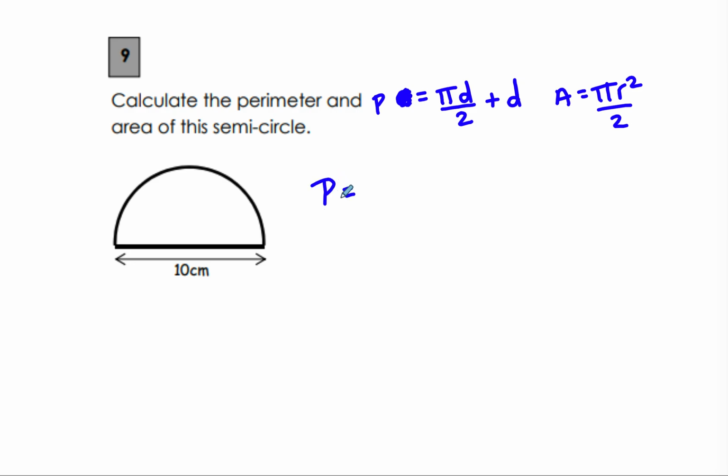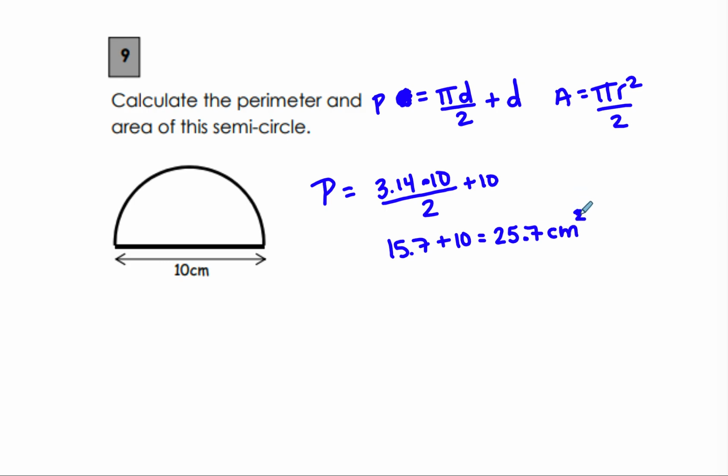All right, so let's see. On this one, our diameter is 10. So we're going to do 3.14 times 10 divided by 2 plus 10. So the circumference divided by 2 plus the diameter on the bottom. All right, so 3.14 times 10 divided by 2. That part gives me 15 and 7/10. Plus 10 is going to be 25 and 7/10, and that's going to be centimeters.